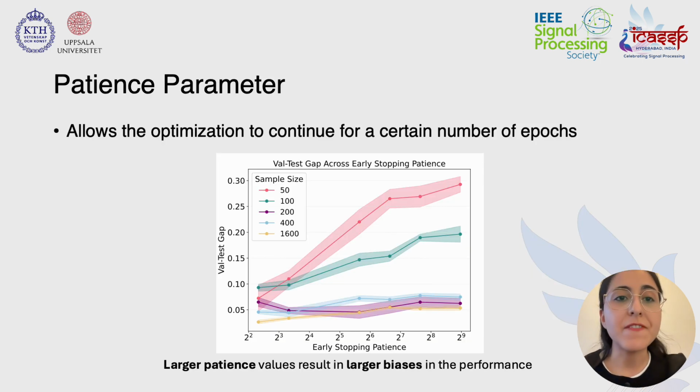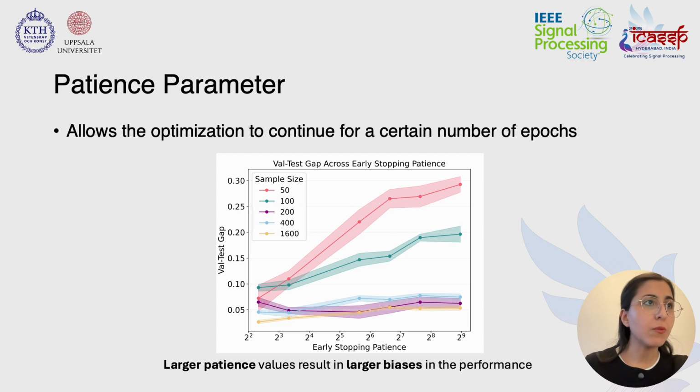We also tested the effect of the patience parameter, which controls how many epochs we wait before stopping the optimization and the training. And the longer we wait, the more biased the performance estimate gets. It's like you allow the model to search more for the weights that work better on this validation set, and naturally you get better results on the validation set. And if you use that validation performance to evaluate your model, you get highly overestimated performance for your model.